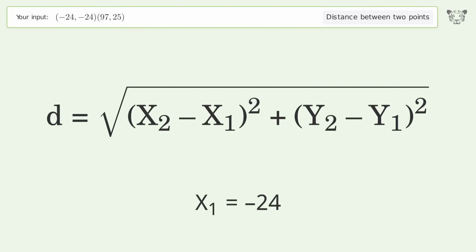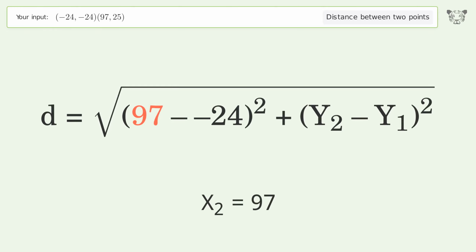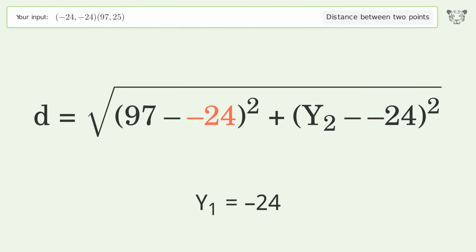x1 equals -24. x2 equals 97. y1 equals -24. y2 equals 25.